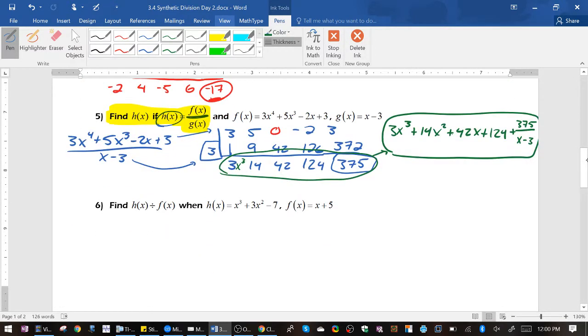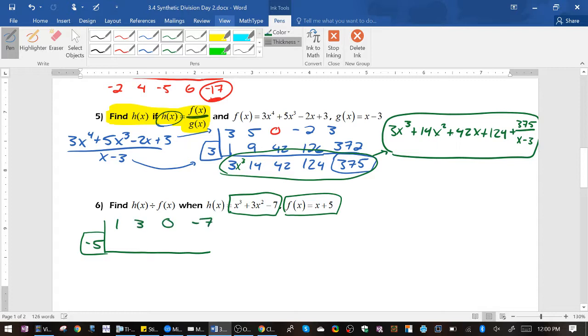All right, same thing with number 6. They're telling you to divide two things. Well, you're taking this function and you're dividing it by f of x. So we're going to do synthetic division one more time. In here, I'm putting what I divided by, which was x plus 5. We're going to use -5 there. And up top, I put my coefficients, 1, 3, 0, -7.